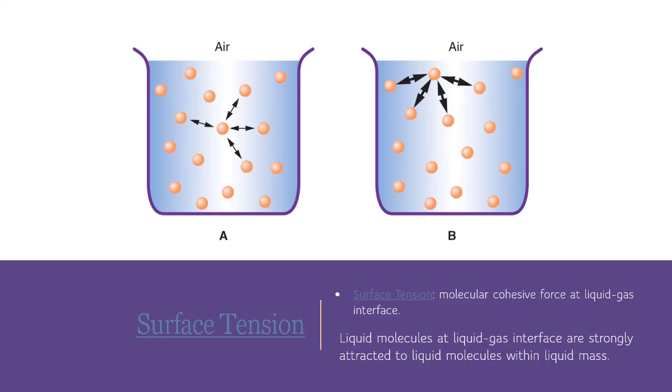So let's begin by talking about surface tension. Surface tension is molecular cohesive force at a liquid-gas interface. In picture A, you can see cohesion at work with like molecules attracted to like. In picture B, you can see the effect of surface tension. The molecular cohesive force has increased at the liquid-gas interface. The liquid molecules are strongly attracted to the other molecules within the liquid mass.